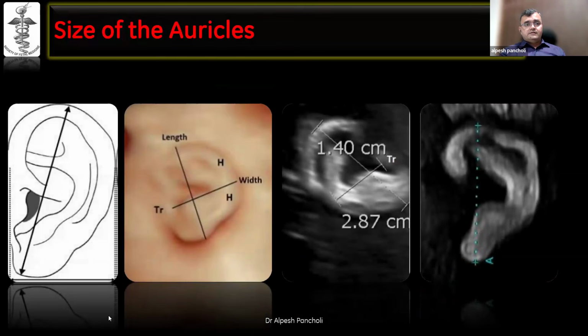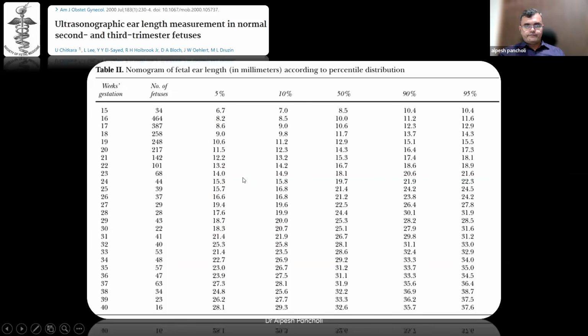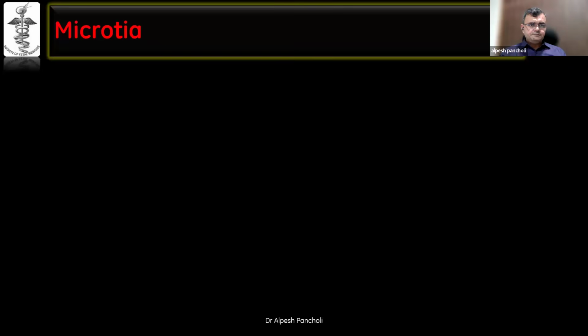Coming to the size of the auricle, the length is measured in the craniocaudal fashion at the maximum diameter, and the width is measured from the inner side of the tragus to the maximum width. Nomograms are available, but the simple rule of thumb is that the ear length is about 1/3 of the BPD. So that is your rule of thumb if you don't want to look at the nomogram.